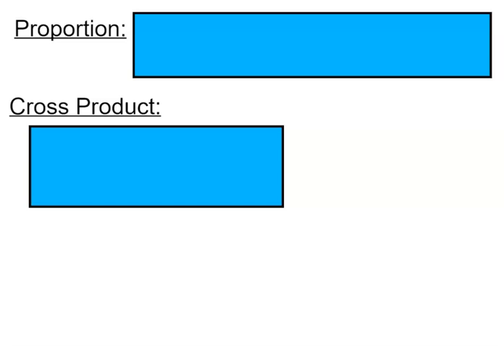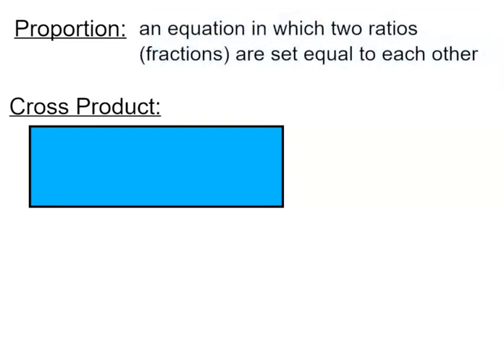We've been spending lots of time talking about solving equations. A proportion is just a new type of equation, something you might have seen and worked with before. A proportion is an equation in which two ratios or fractions are set equal to each other. So for example, you might have something like the fraction A over B equal to C over D. That's a proportion. Two fractions, equal sign in the middle.